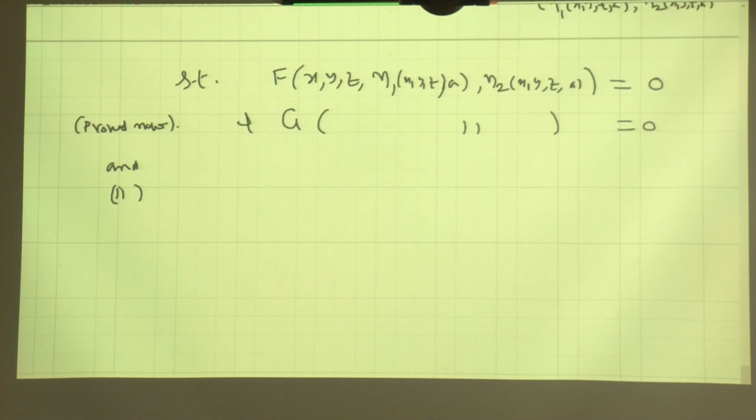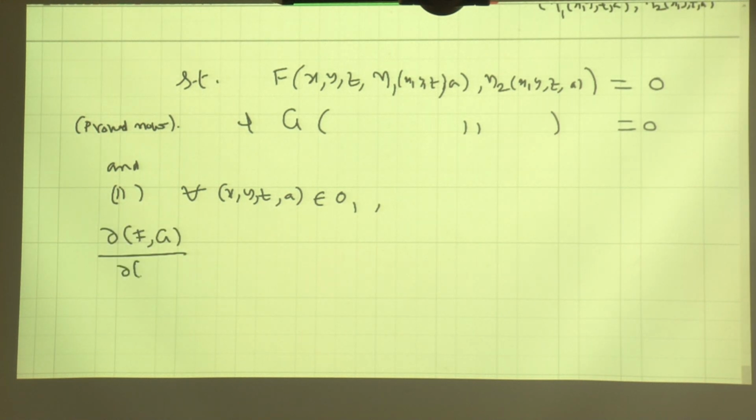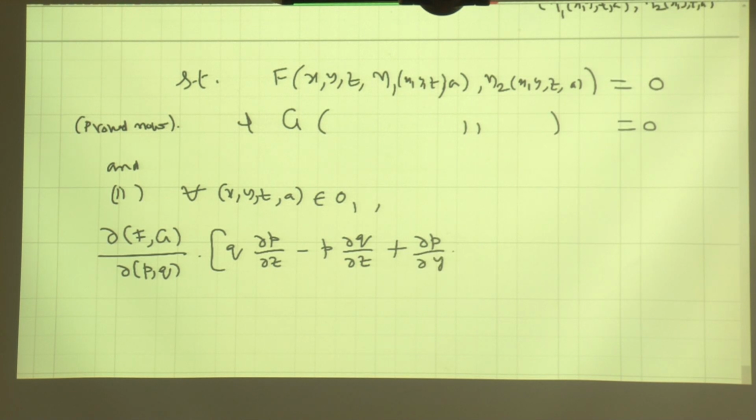Okay? And delta is also like the Laplacian, so we should not use it in this course. We are seeing the Laplacian. So you have said you have found something earlier. Okay, fine, no problem. In O1, for each of these, what happens is the following. dou(F,G) by dou(P,Q) into Q dou P by dou Z minus P dou Q by dou Z plus dou P by dou Y minus dou Q by dou X.